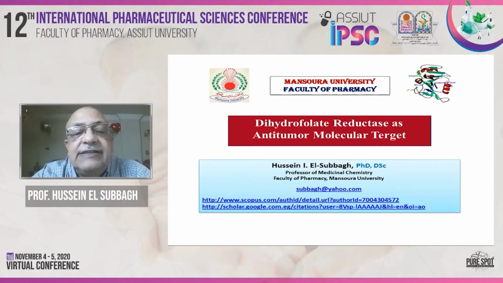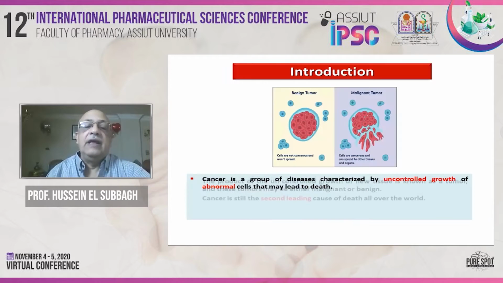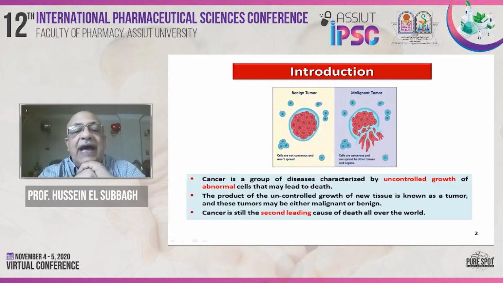Dihydrofolate reductase as an anti-tumor molecular target. As we all know, we have two types of tumors, either controlled or uncontrolled. The controlled is called the benign tumor, while the uncontrolled is the malignant tumor. Cancer, or the malignant tumor, is the second leading cause of death worldwide.